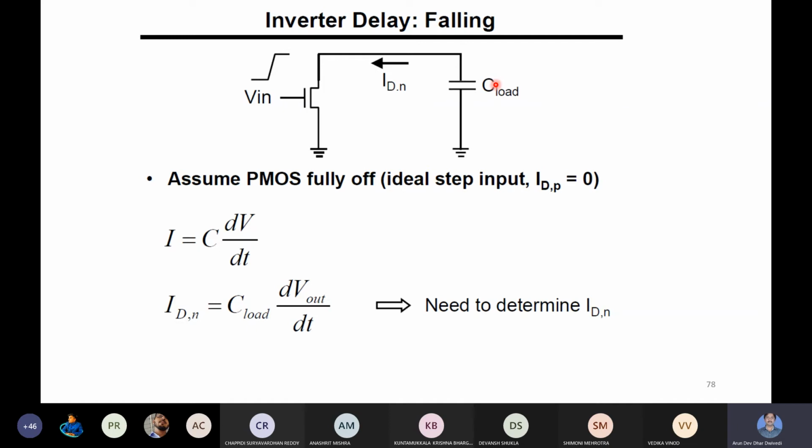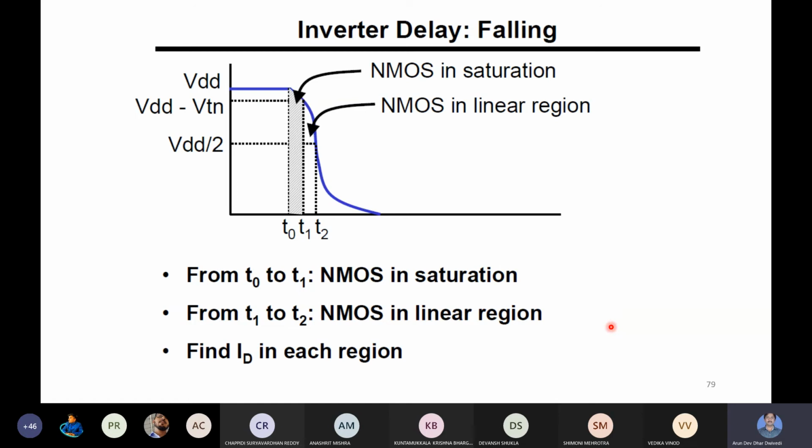So initially we have to calculate the current with the help of the saturation region current equation. After that, when it is coming from VDD minus VT to VDD by 2, we have to use the analysis of the linear region. This is why it is broken in two parts. This relation I equals C dV by dt is used, and ID equals C load dV out by dt, and ID should be determined in two parts. Therefore we have done it in this way, broken in two parts.